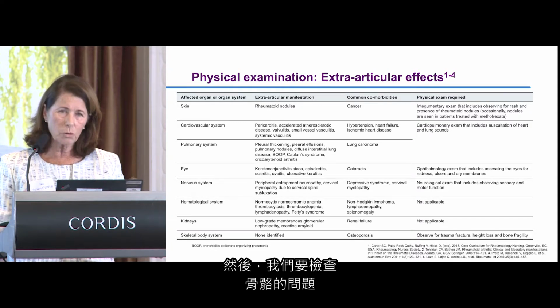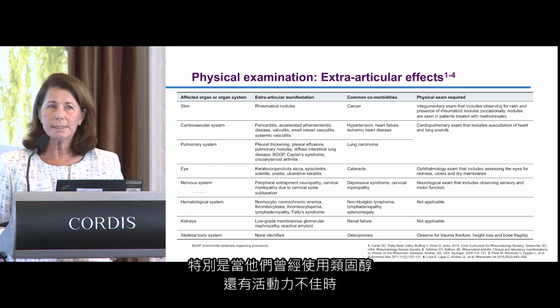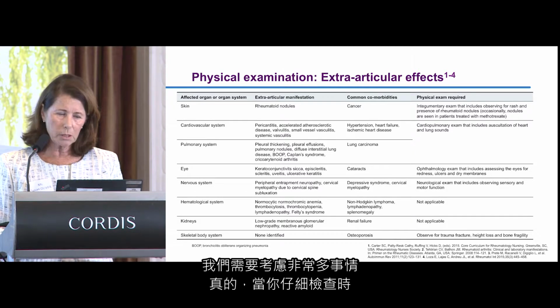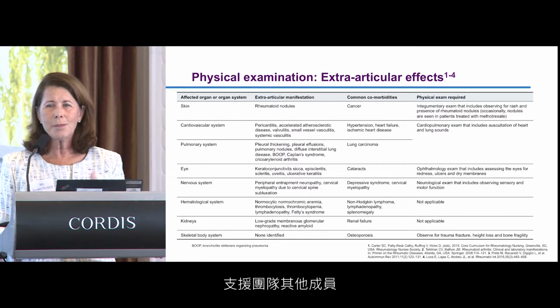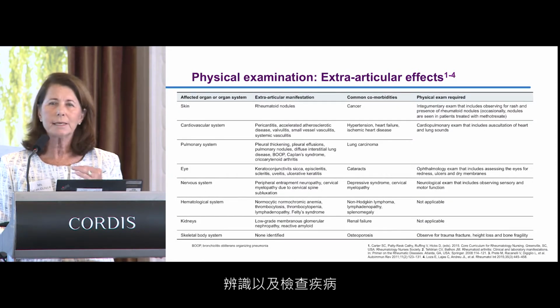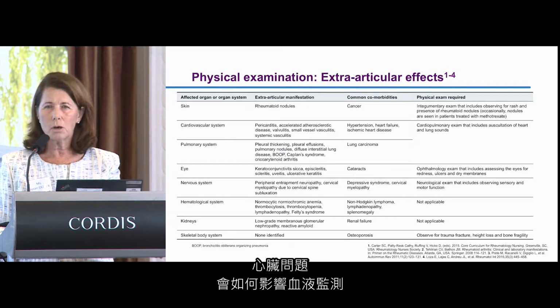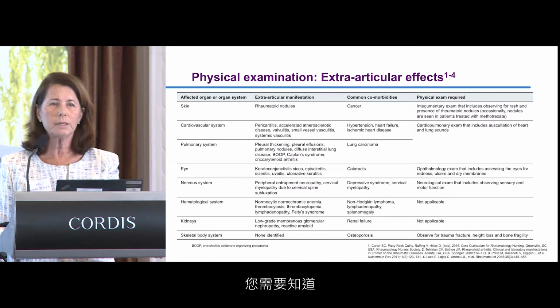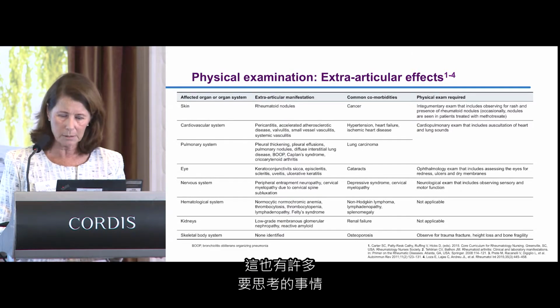And then we're looking, of course, at other skeletal issues, and one of the biggest risks for our patients is osteoporosis, particularly because they will have had steroids and they're not so mobile. So an awful lot of things to think about, really, when you look at it. And these are the things your skills in the clinic are supporting the rest of the team in identifying and looking at, but also vital for you when you're looking at your monitoring of patients. You need to understand how the cardiac things will affect your blood monitoring. You need to understand if this patient is going to be safe to go on a biologic. So there are lots of things to think about here.